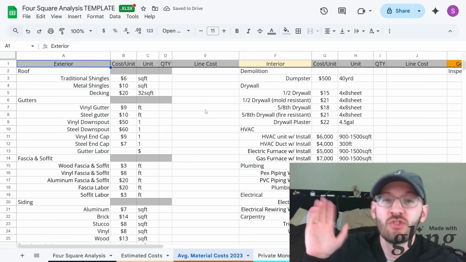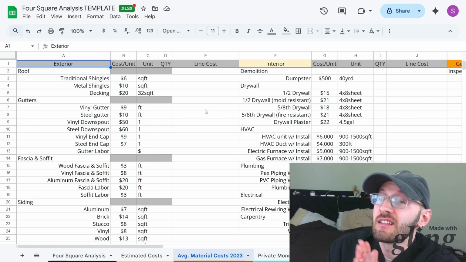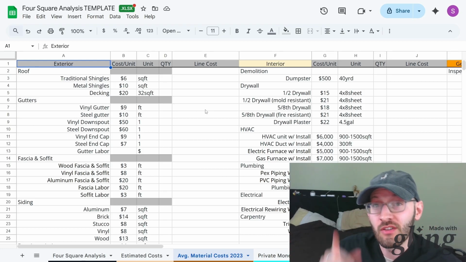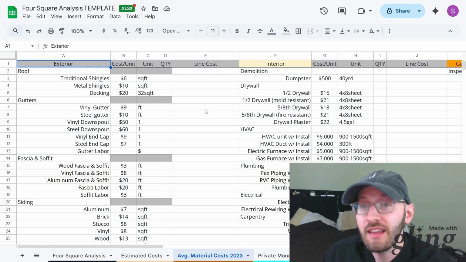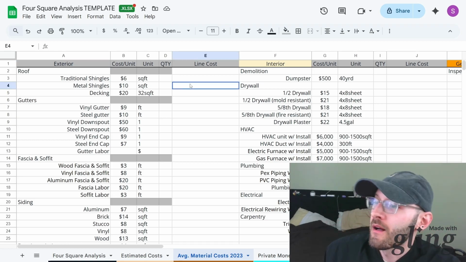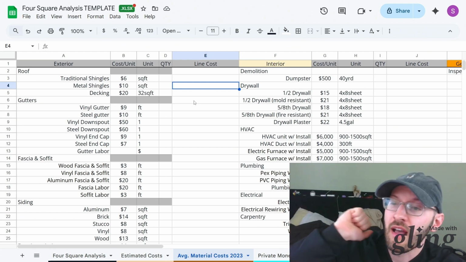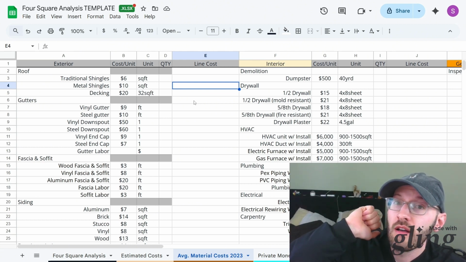And again, do not murder me. This is a little dated. If you're a contractor and you're looking at this and you're like, good luck, this is a little dated. Don't come after me. Relax. You're going to have general cost for material, and then you're going to have general cost for labor.